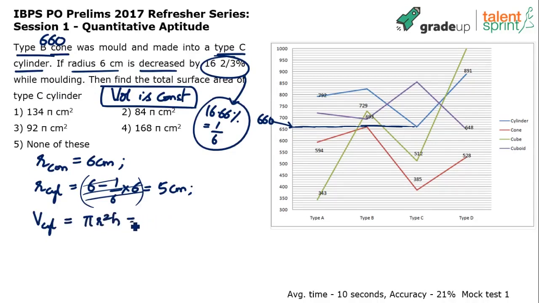Pi r square h. Now this pi r square h equals 660. We have already calculated this. Substitute the values now. So pi is 22/7. R has been calculated as 5. So 5 square will make it 25 into h.